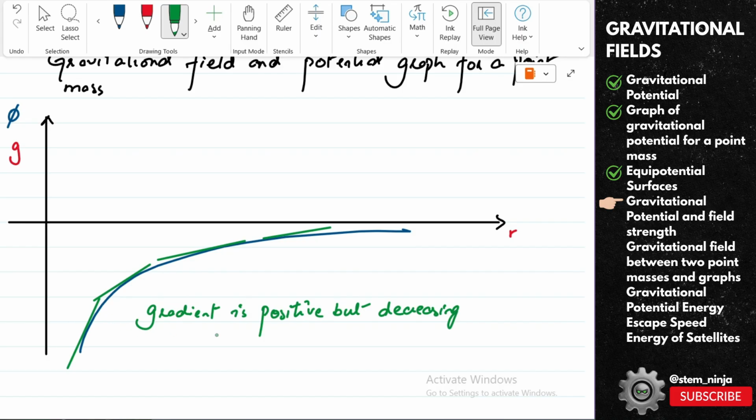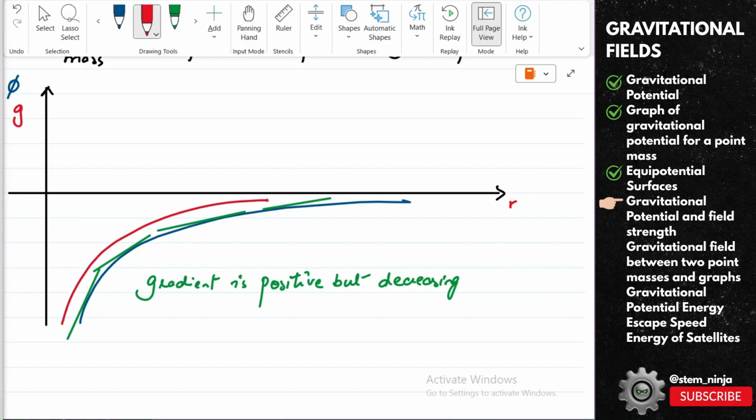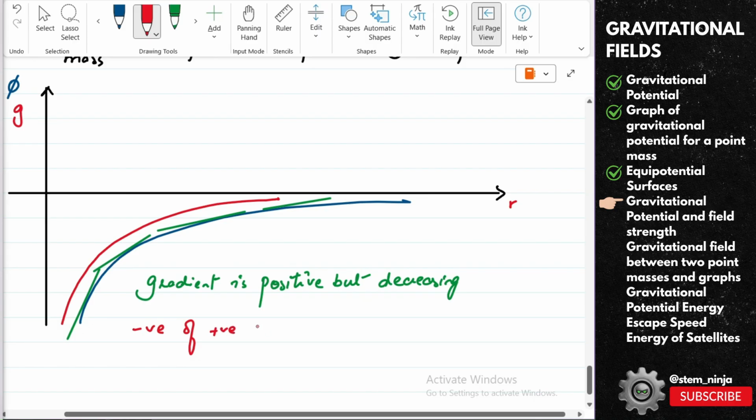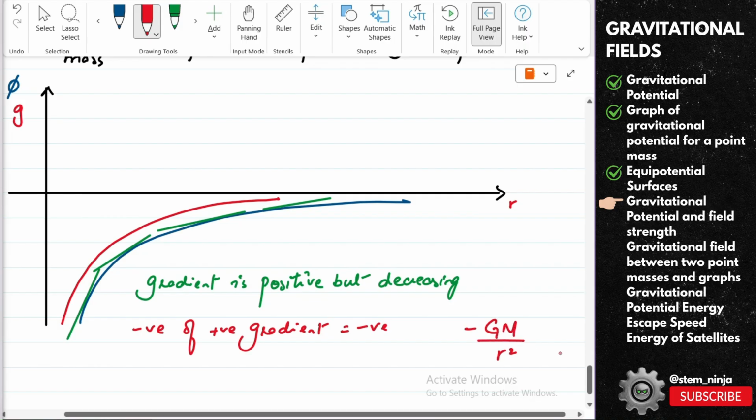So the negative of the gradient would be the field. This would mean that the field is also in this direction. Okay, so negative of positive gradient is a negative value, right? So basically this is your negative GM over r squared, which is the gravitational field.